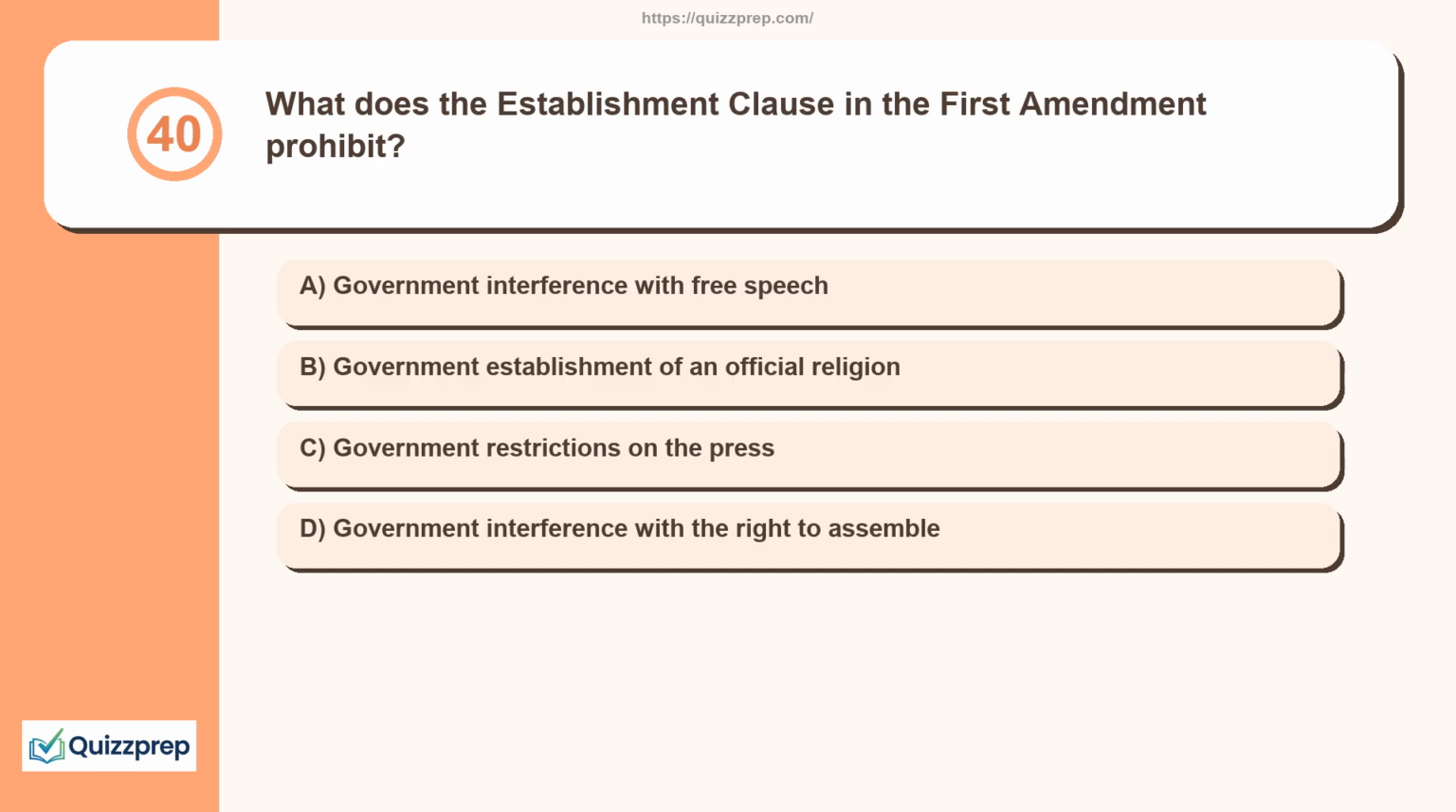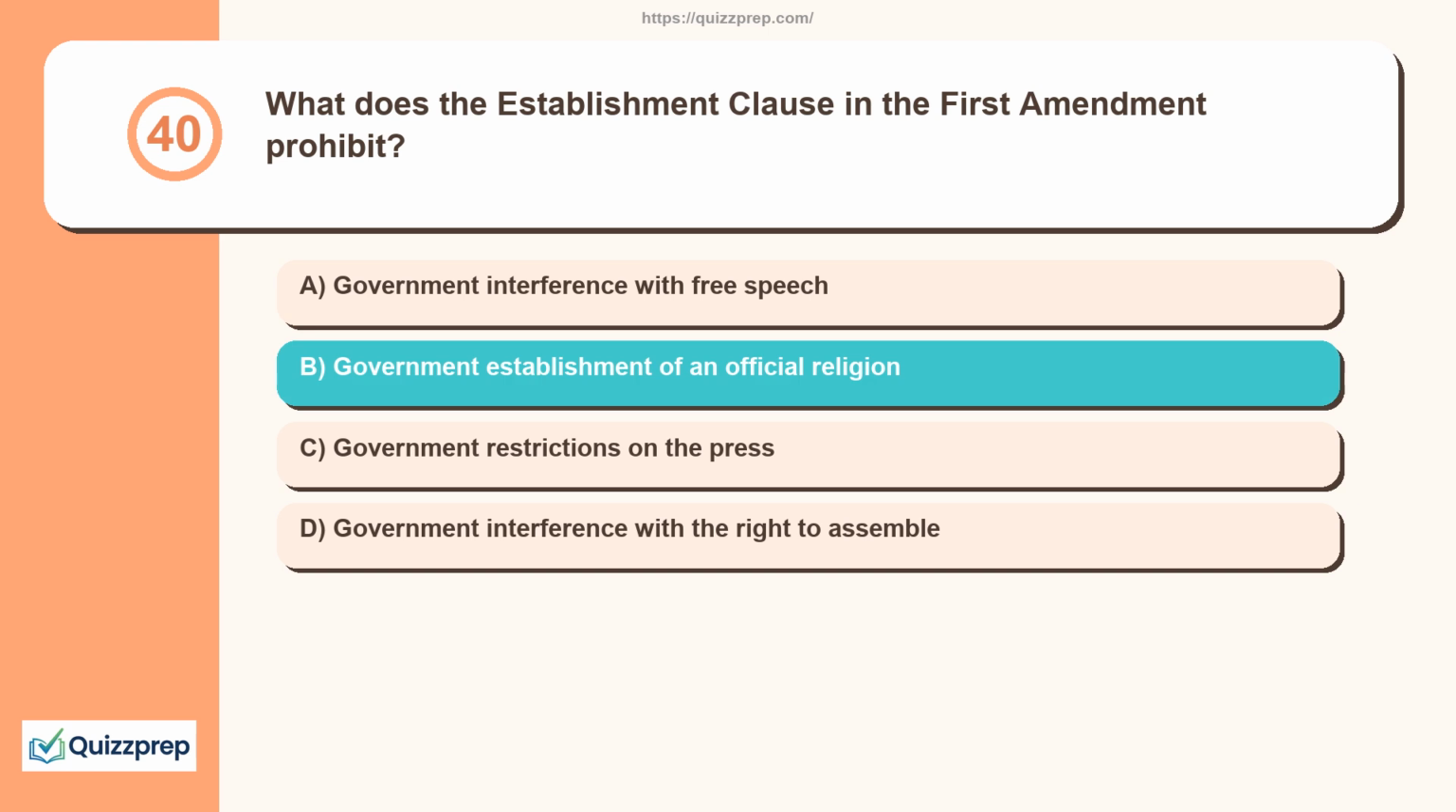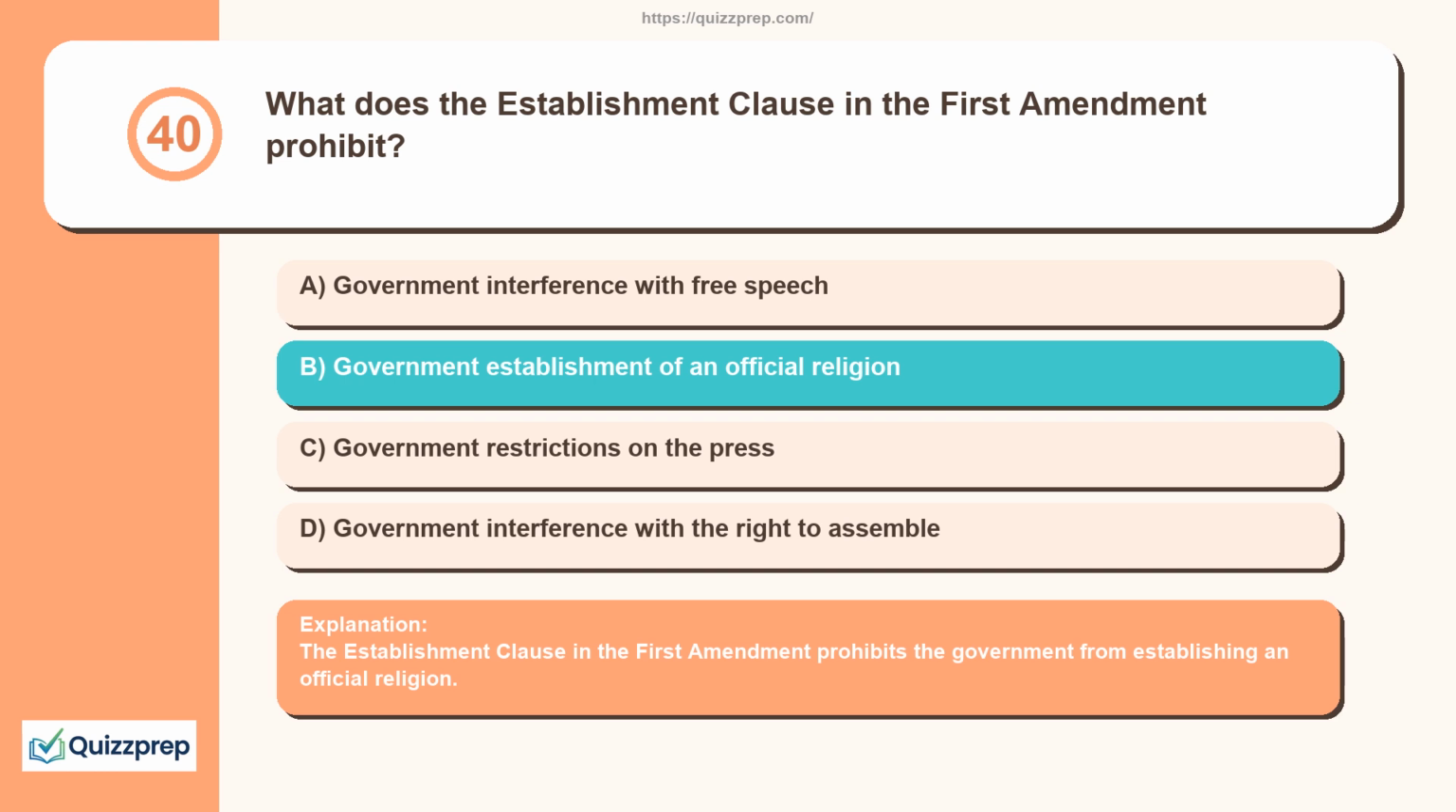Question 40. What does the Establishment Clause in the First Amendment prohibit? Government interference with free speech, government establishment of an official religion, government restrictions on the press, government interference with the right to assemble. The Establishment Clause in the First Amendment prohibits the government from establishing an official religion.